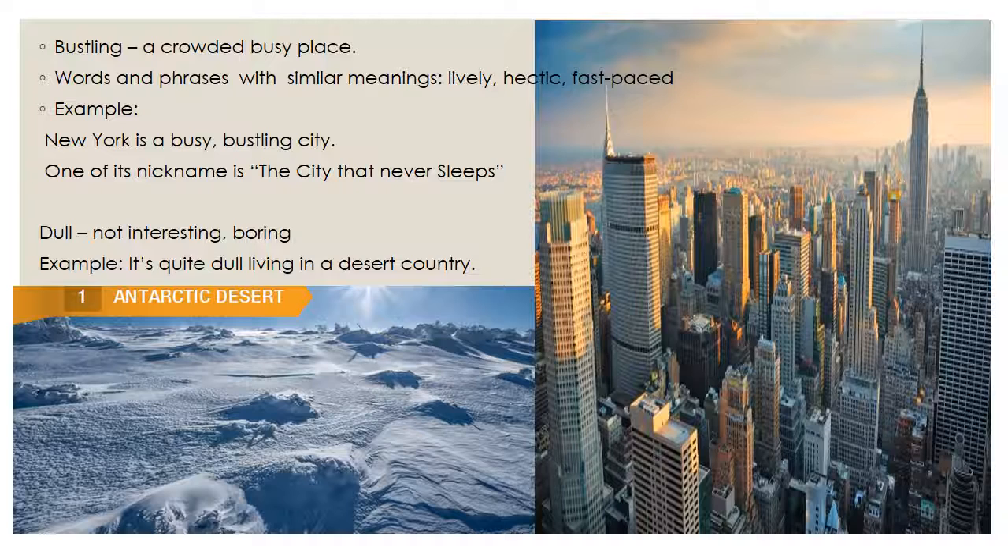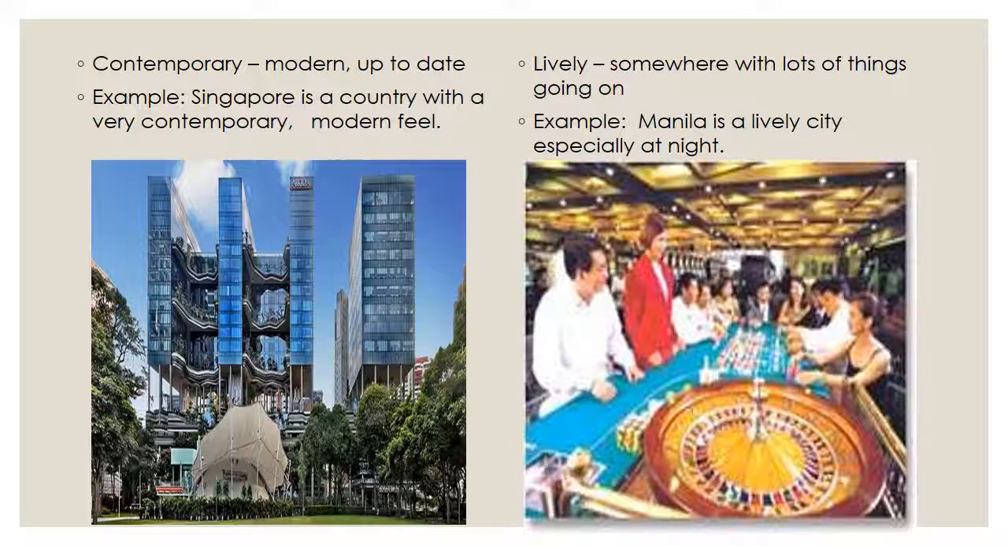Next word is dull, meaning not interesting, boring. For example, it's quite dull living in a desert country. Next set of words, we have contemporary, which means modern, up to date. For example, Singapore is a country with a very contemporary, modern feel. Another word is lively, meaning somewhere with lots of things going on. For example, Manila is a lively city, especially at night.